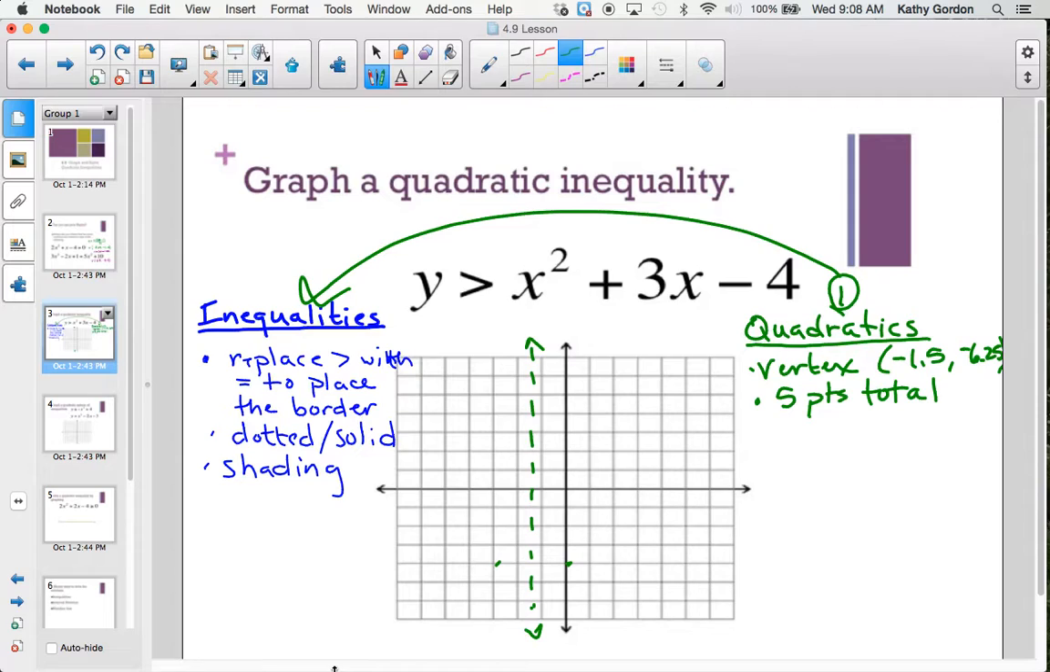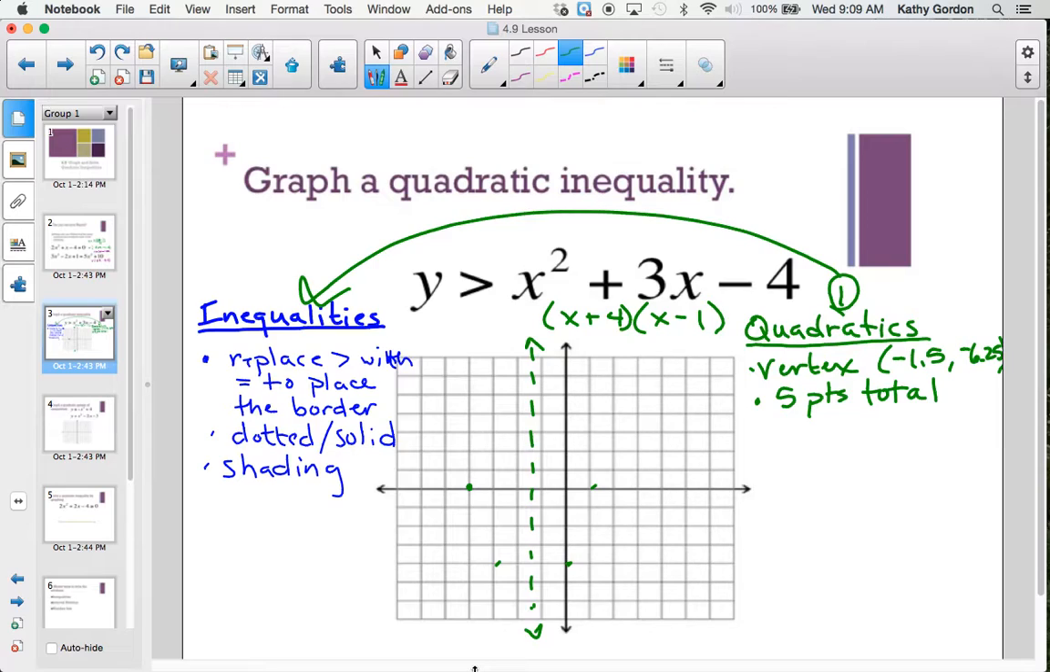Give me something else to use. The x-intercepts. Okay, so what's factored form look like? Parentheses x plus 4, parentheses x minus 1. So that means my intercepts should be at negative 4 and 1. 1, 2, 3, 4, and positive 1. Okay? So now that I have the vertex and the 5 points, I'm kicking it over here, and I've actually just done the first step. I have established the placement of my boundary, the parabola.